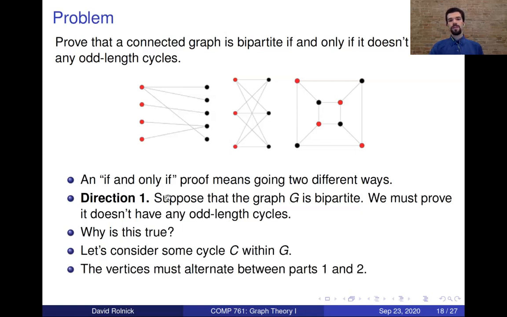So the vertices of the cycle have to alternate between parts 1 and 2. Why is that the case? Well, the only edges are between parts 1 and 2, and we know that each consecutive vertices in the cycle are connected by an edge. So as you take an edge, you have to switch between parts 1 and 2, or vice versa. But if the vertices are alternating, 1, 2, 1, 2, 1, 2, 1, 2, that means that it's going to have even length. Done.